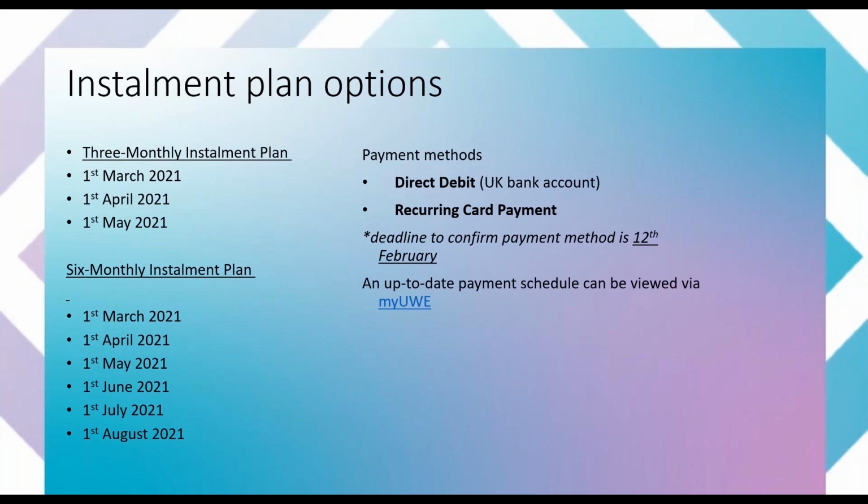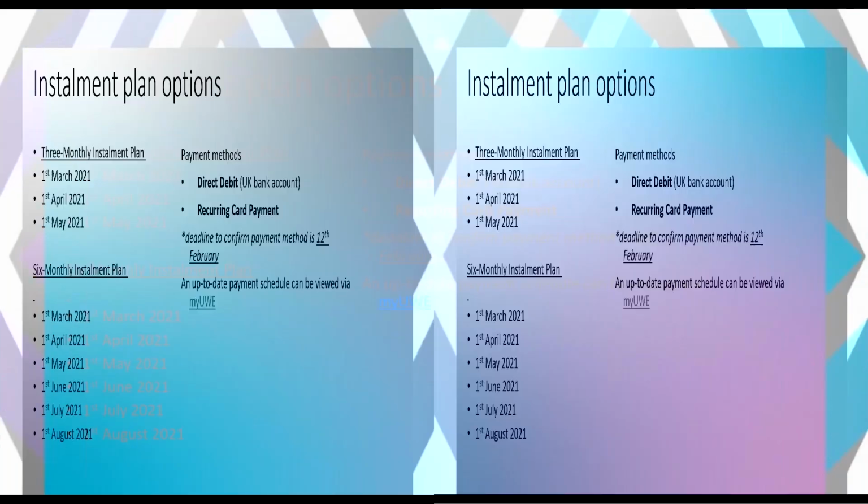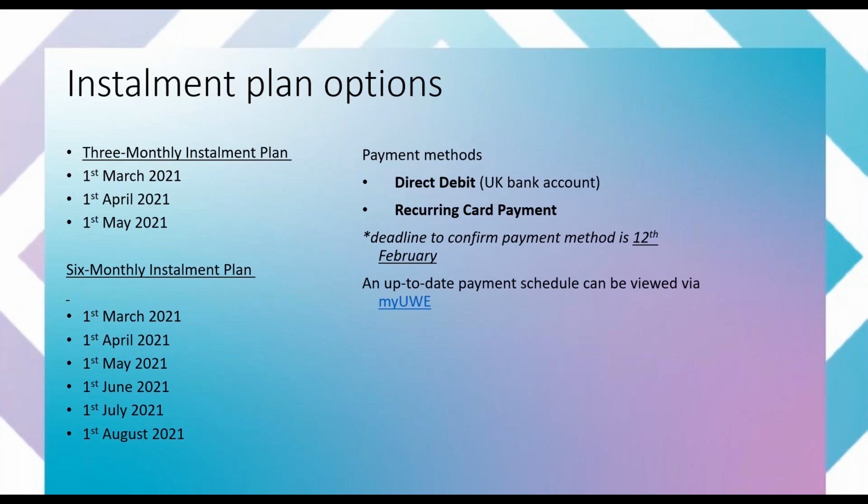The payment method options for instalments are direct debit from a UK bank account. This cannot be a savings account. The university will debit your fees from your bank account on the scheduled payment date. A payment date schedule will be emailed to you in advance of the first payment date.